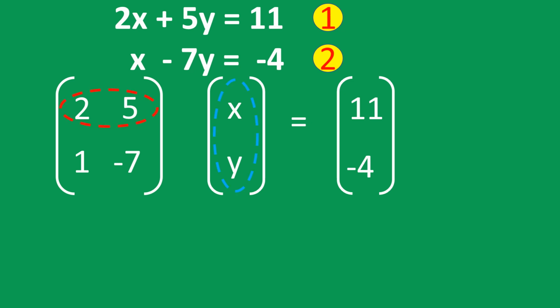So the first row multiplies the x and y in order to give us equation 1. 2, which is the first number, multiplies the x and gives us 2x in equation 1. And then 5 multiplies the y to give us 5y in equation 1. And 2x plus 5y gives us 11, which is the constant on the right hand side in equation 1.